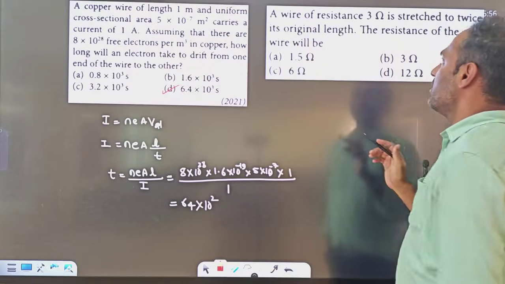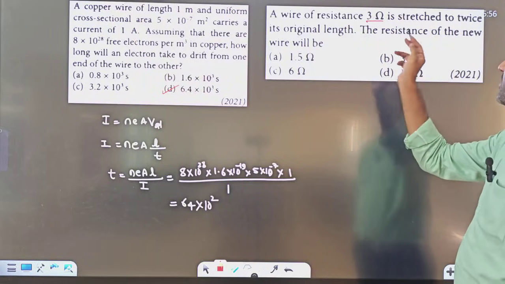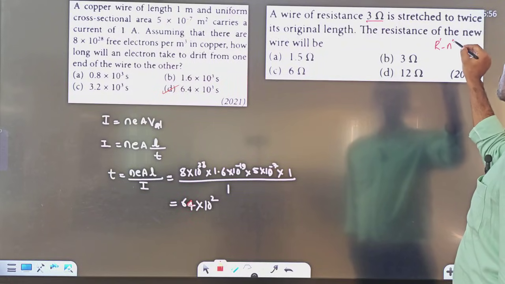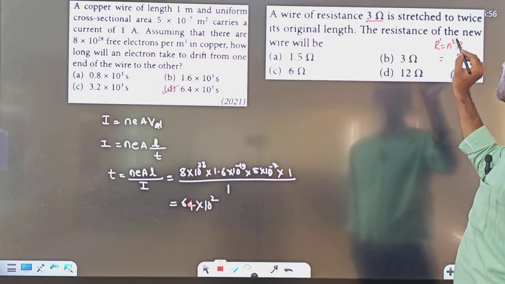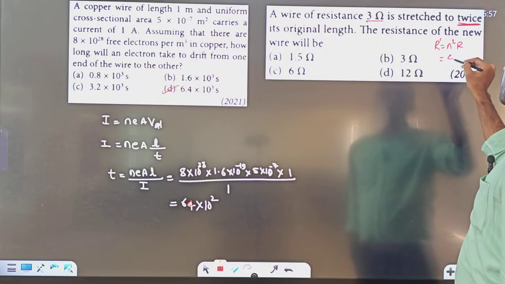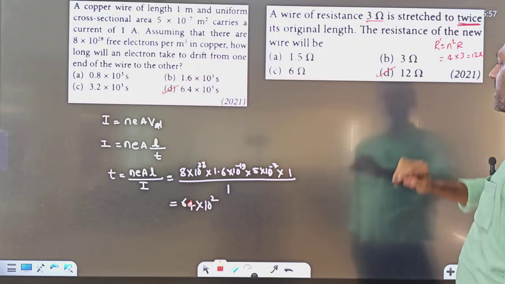So this is the last question. A wire of resistance 3 ohm is stretched to twice its original length. The resistance of the new wire will be? So the new resistance R dash equals N square times R, we know this. Here N means it is stretched twice. So 2 squared will be 4, and 4 into 3 is 12 ohm. So 12 ohm is the correct answer.